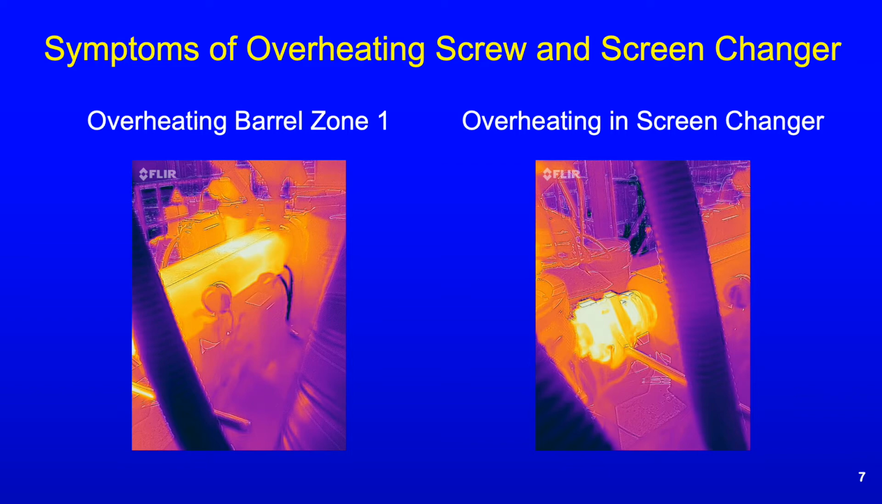Now let's take a look at some of the bad news indicators from the infrared camera. First one I want to point out to you is the fact that barrel zone number 1, the feed throat's over here, barrel zone number 1 is really hot. It wasn't detected or reported in the temperature control system. The other thing to notice is that the temperature of the heat exchange, the screen changer, was much hotter than, for example, the die, which also was not reported. These are symptoms of a worn screw.